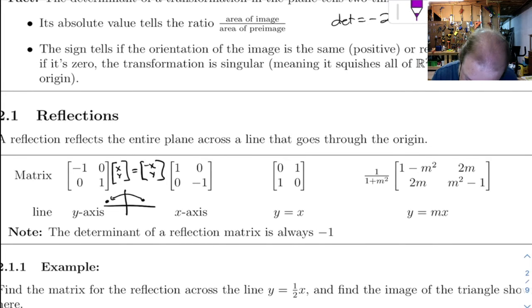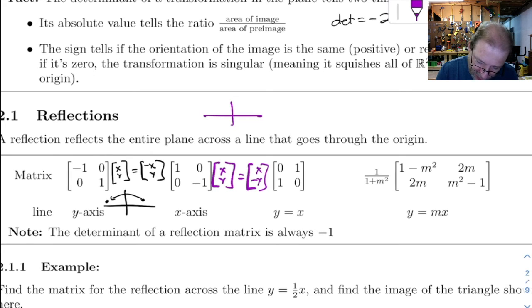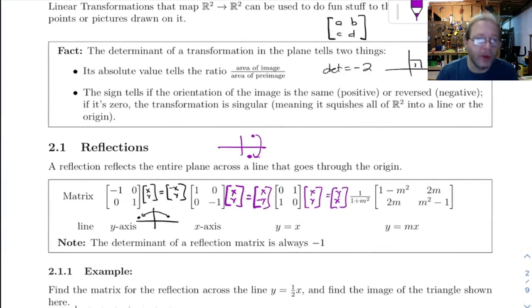This next one, if you multiply this by (x, y), I probably should have put more room in here. If you multiply that out, you get x and then -y. So that's going to flip things across the x-axis. And then this one flips things across the line y equals x, because if you look at that, it just swaps the places of y and x. So those are the three simplest reflection matrices.